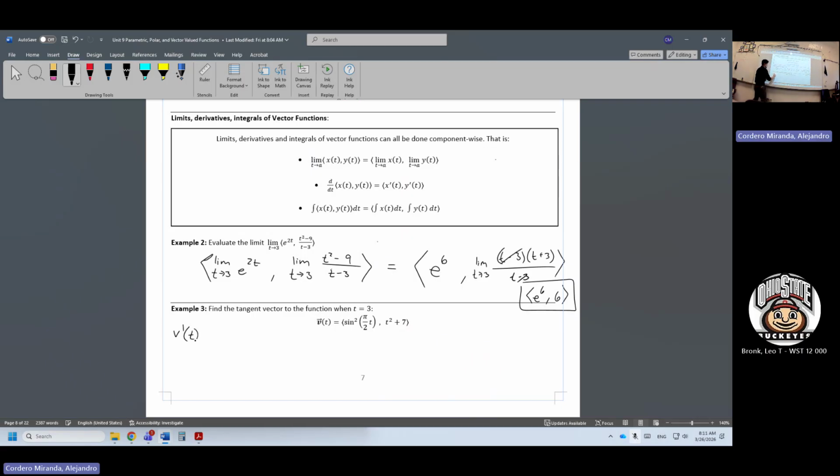So v prime of t would be, again, it's a vector. It's the derivative of this one, comma, the derivative of that one. And the derivative of the first one, I'm going to see if you guys get it right. So here's like 30 seconds, see if you can get that derivative. A hint is don't say it's cosine squared. It ain't that. That's what everyone says it is.